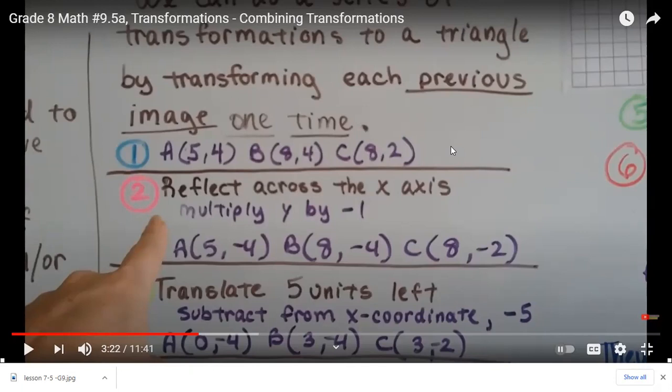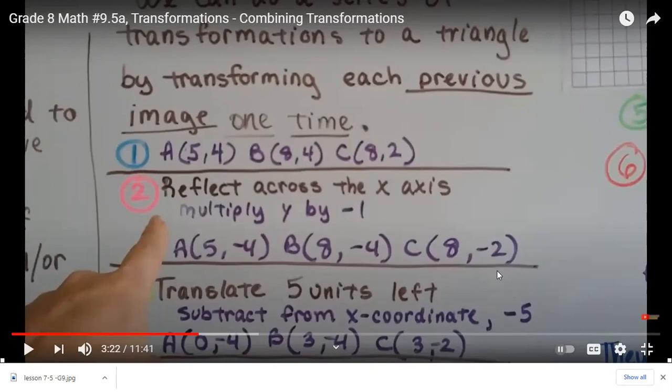Now we want to reflect this triangle across the x-axis. Then what do you have to do? We will change the sign of the y, or we will multiply y by -1. Then the second triangle, what are the coordinates for the second triangle? It should be 5 and -4, 8 and -4, 8 and -2.